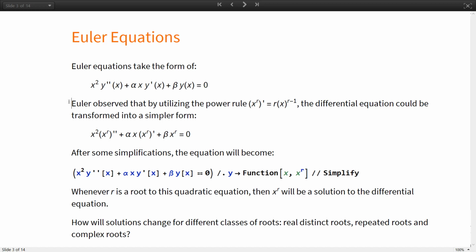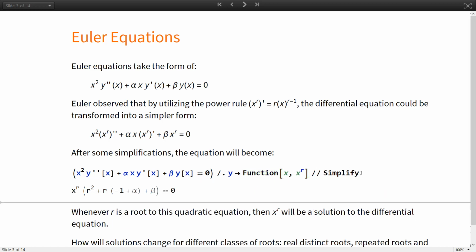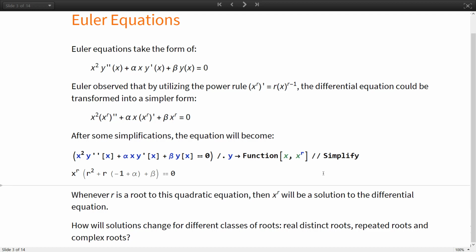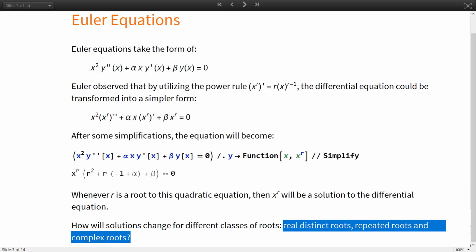In a similar way, assuming that the solution to the Euler equation takes the form of x to the r and substituting this into the differential equation gives a quadratic in terms of r. The values for r that are roots to the quadratic equation will be solutions to the differential equation when used in the exponent of x to the r. As was the case when using the characteristic equation in previous lessons, the behavior of the solution will change depending on if the roots are real and distinct, repeated, or complex.